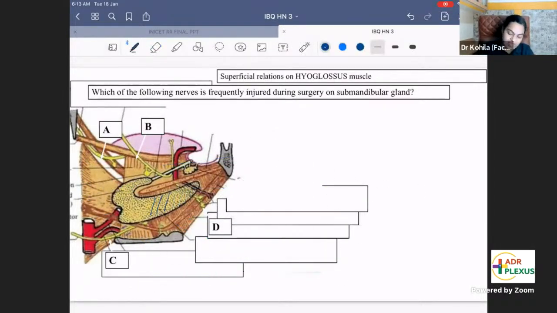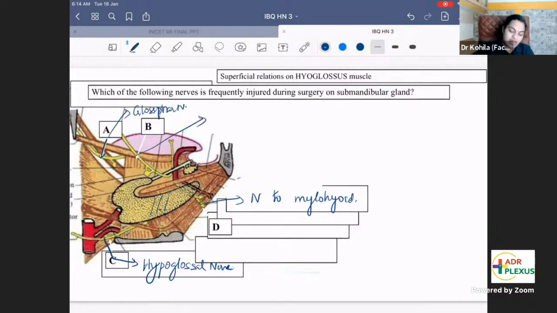Coming to the nerves that you see in this picture, this one is hypoglossal nerve. This one supplying the nerve to mylohyoid, coming from inferior alveolar nerve, that's a branch from mandibular nerve. This one accompanying the stylopharyngeus and supplying it will be glossopharyngeal nerve. This one winding around the submandibular duct from which the submandibular ganglion hangs out, that's the lingual nerve.